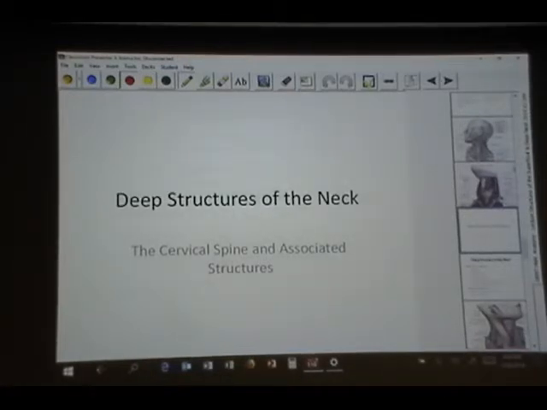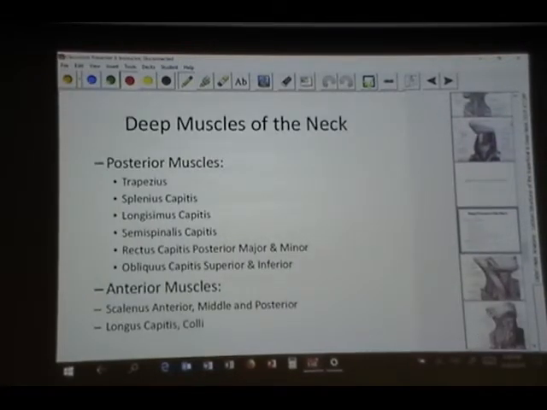Okay, deep structures in depth. Let's look at some of these. Let's see if we can finish. Technology has really worked against me this afternoon. Okay, so let's look again at some of these muscles.